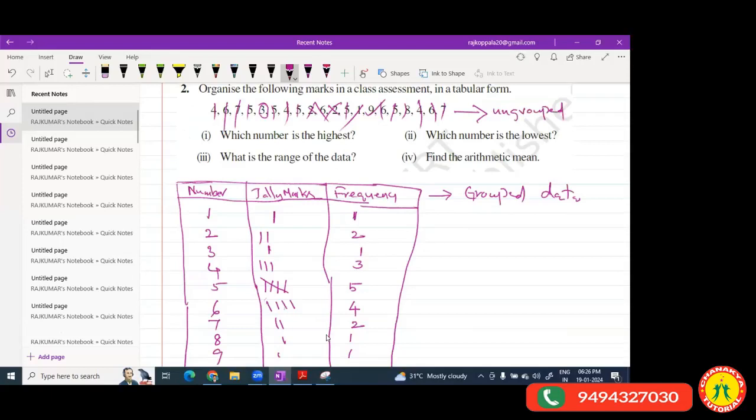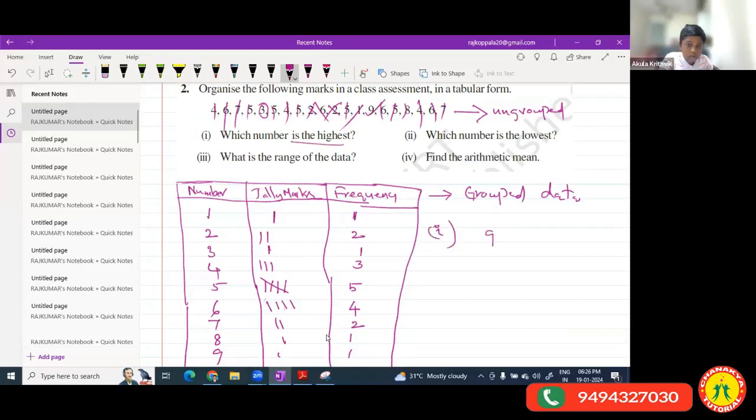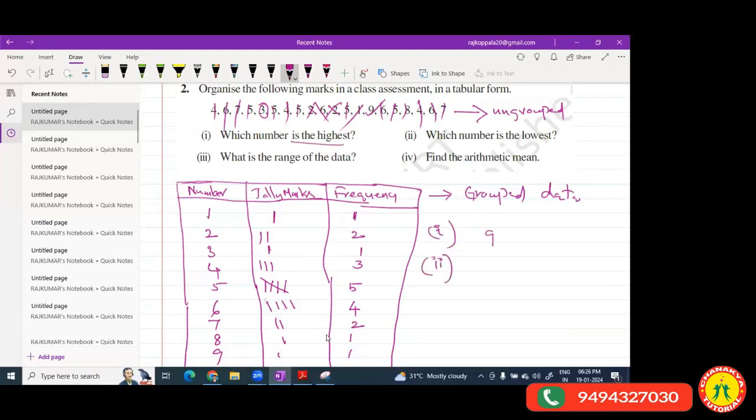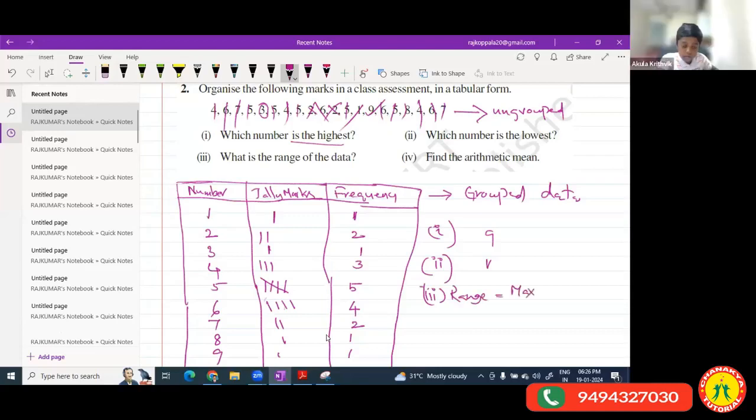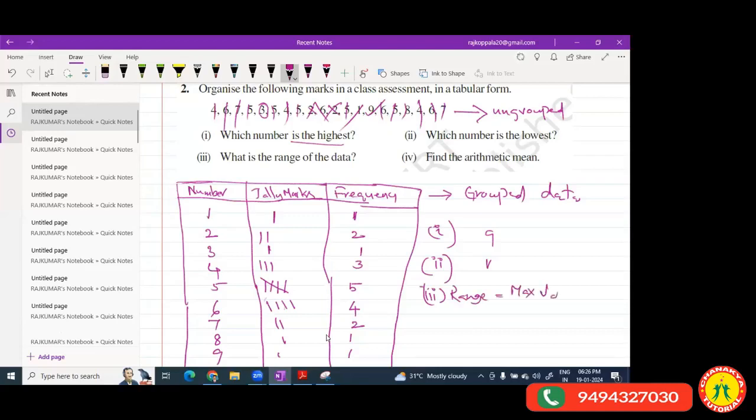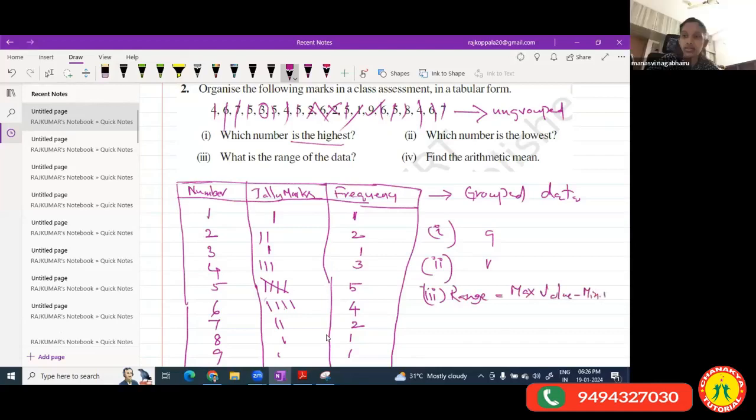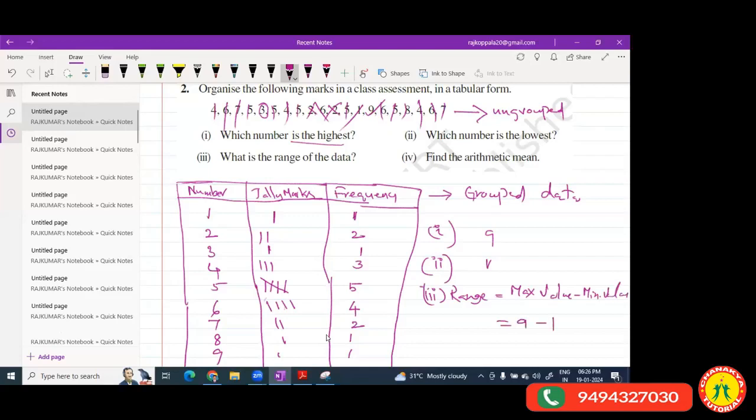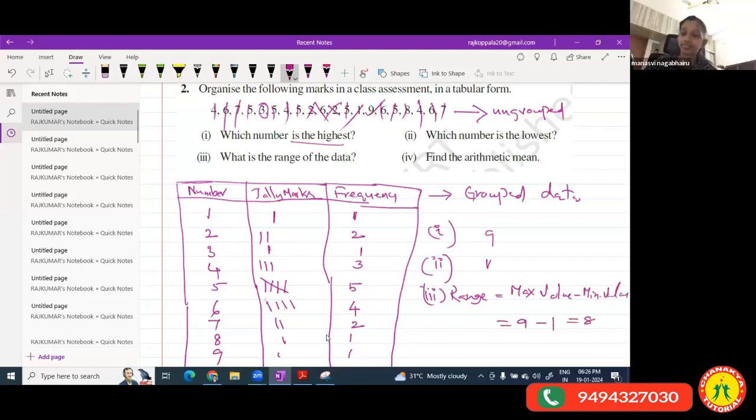Okay. And from this data, we have to write the highest number. First one, what is the highest number? 9. What is the lowest number? 1. And what is the range? Third one. Range, what is the formula to find the range? Maximum value minus minimum value. Maximum value 9, minimum value 1, 9 minus 1, 8. So 8 is the range of this data.